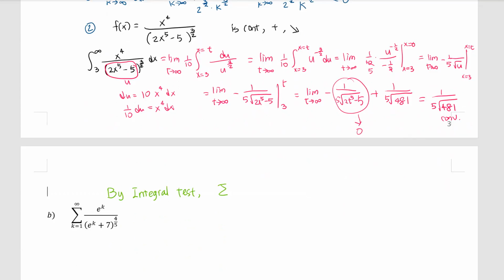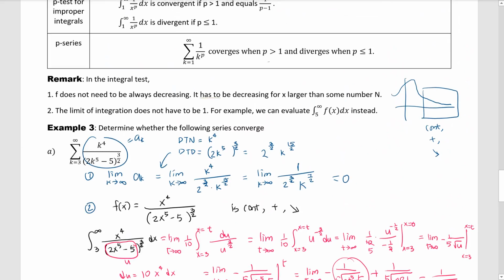So our series, we can just say series because there's only one series in this problem. So the series also converges. And that's the problem.